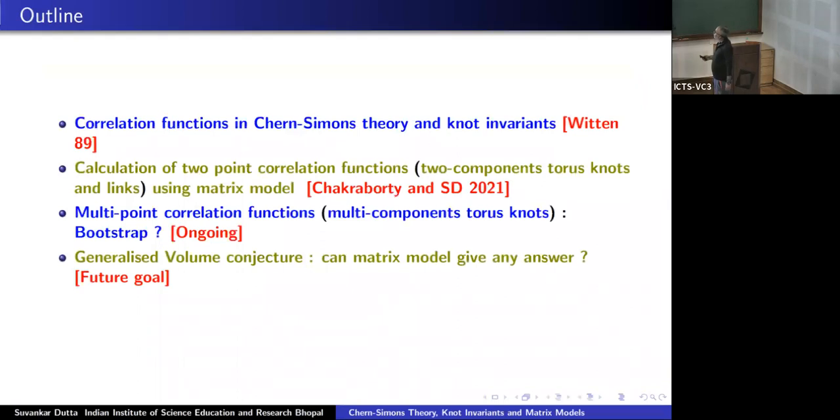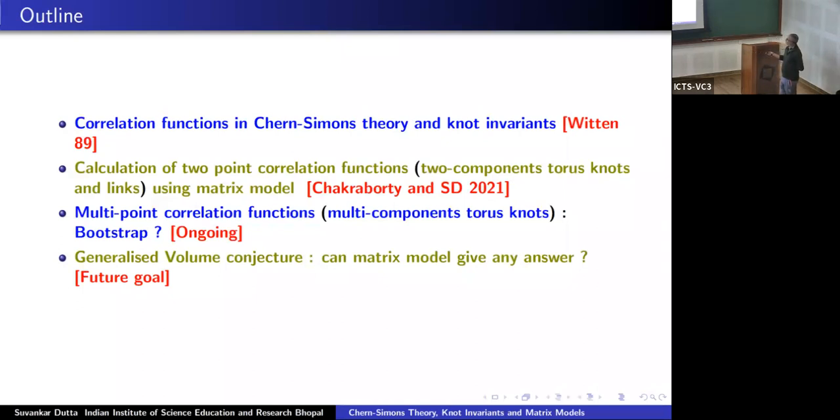So I'm going to talk about Chern-Simons theory, knot invariants and matrix model. Roughly the plan of my talk is following. I will briefly discuss the relation between the Chern-Simons theory and knot invariants, mainly the work done by Witten in 1989. And then I will talk about our recent work, that is calculation of two-point correlation functions in Chern-Simons theory, which are related to two-component torus knots and links. I will discuss all these things, torus knots and links, in appropriate time.